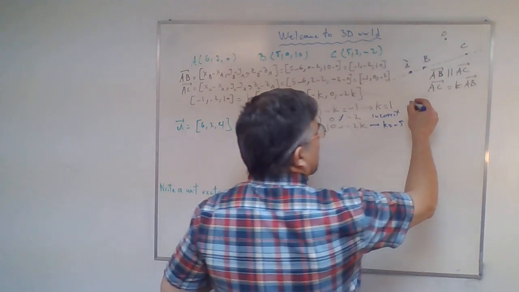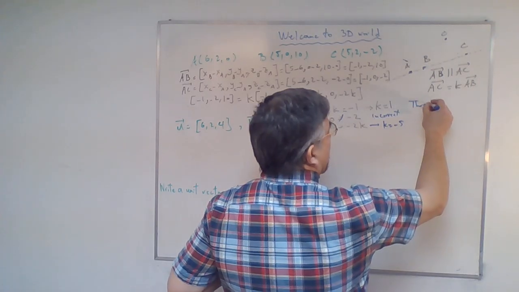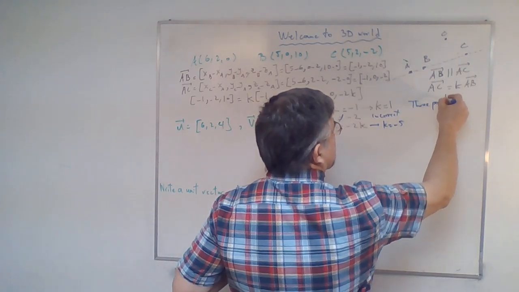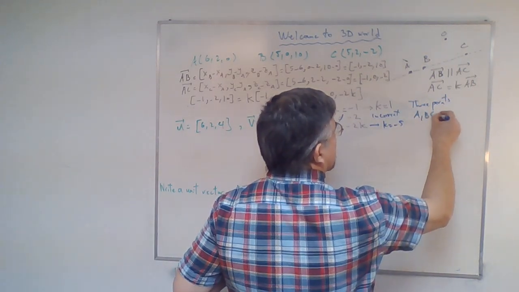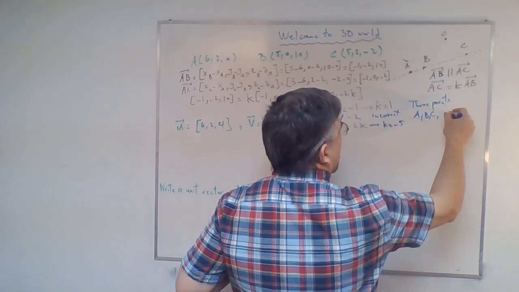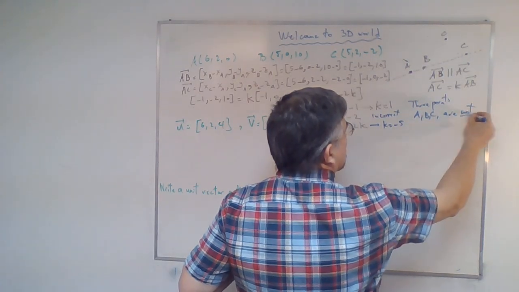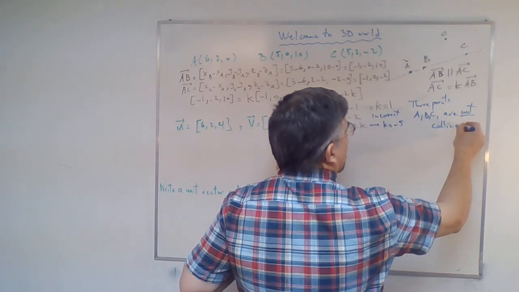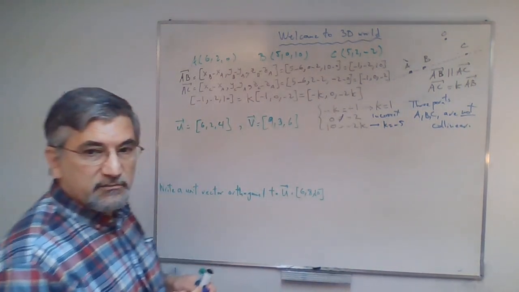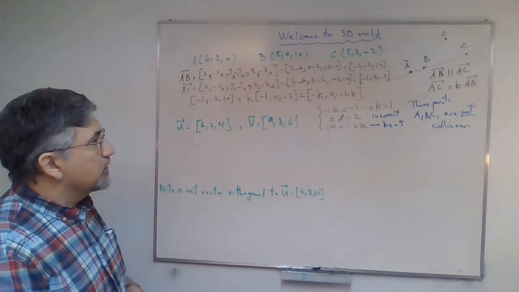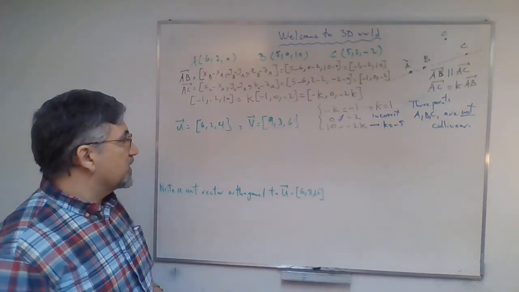So we say that 3 points A, B, C are not collinear. They're not on the same line, obviously. Okay? So that was one example we did.